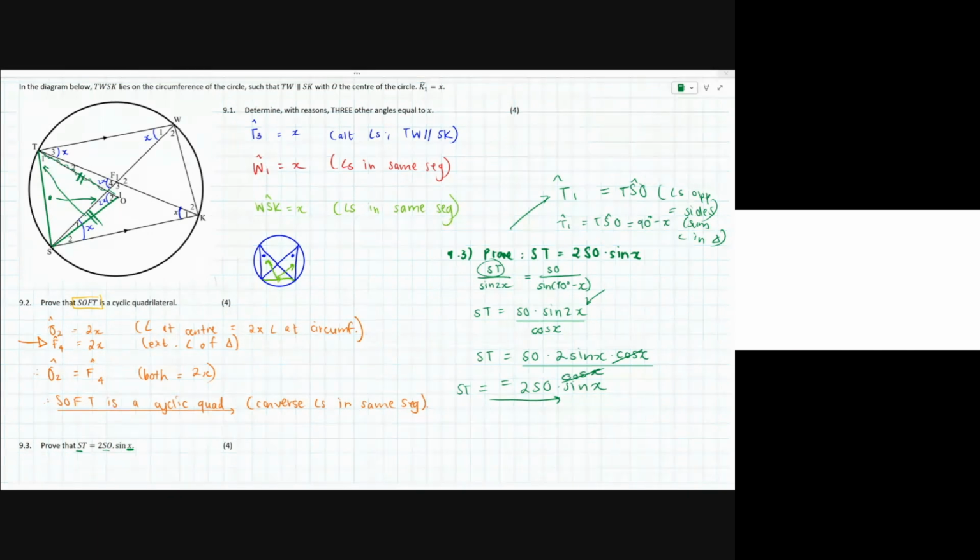So the 90 minus x I got from sum of angles in a triangle. So if you have a look at your triangle, right, so our triangle, this pink triangle over here. Now O2 we know is equal to 2x. And because OS and OT are both radii, it means that this angle T1 and this angle over here, TSO, are equal to each other. So that's what I'm saying here. T1 is equal to TSO because of angles opposite equal sides.